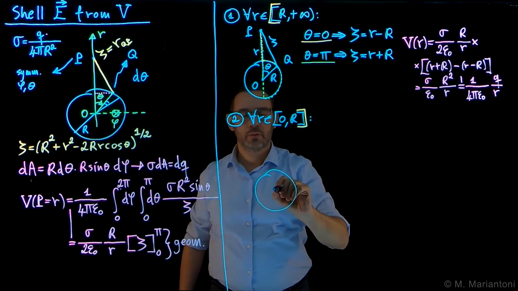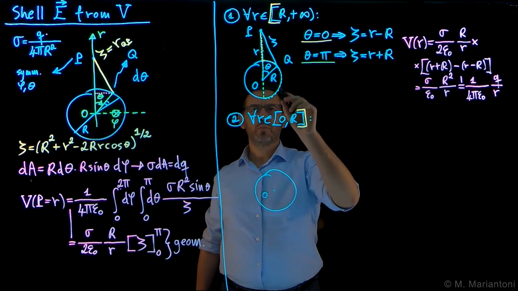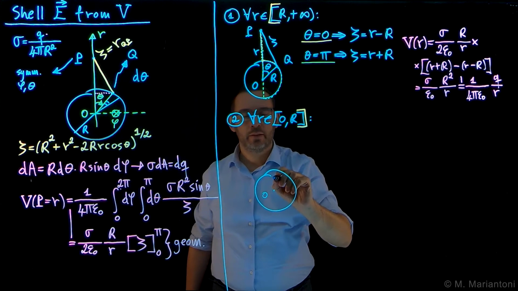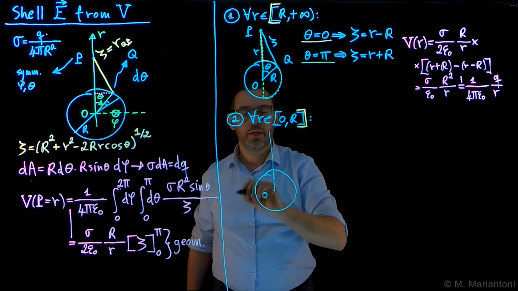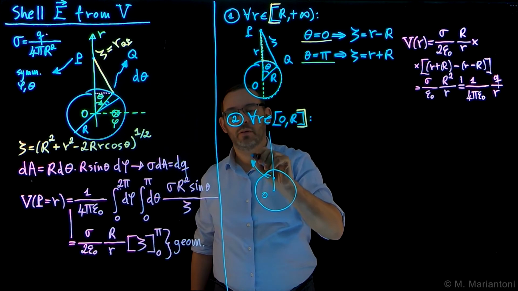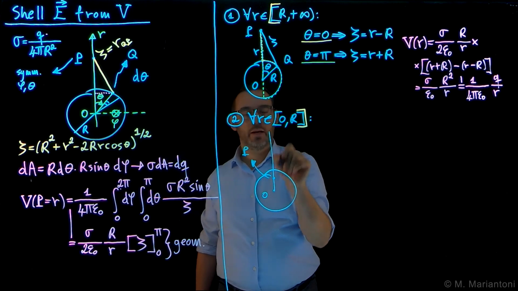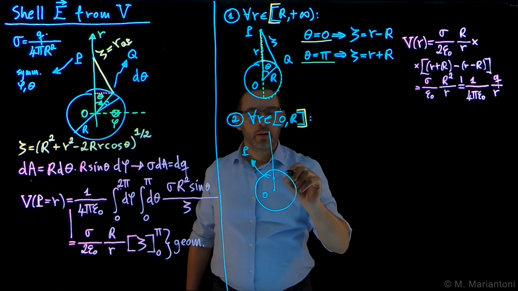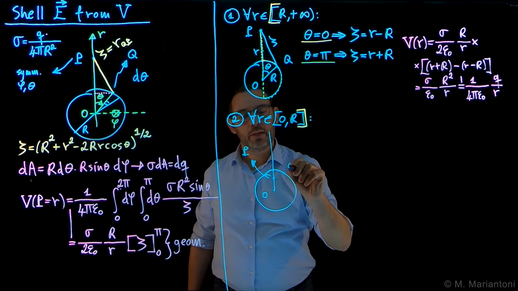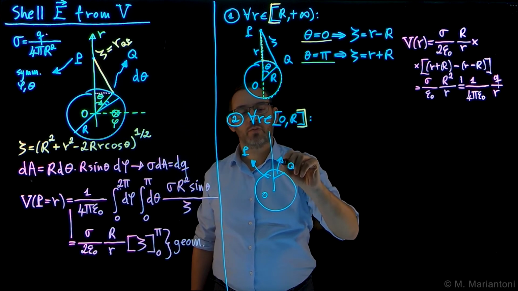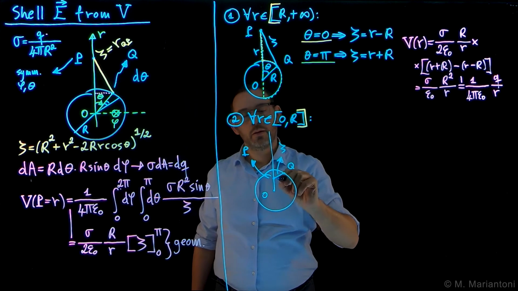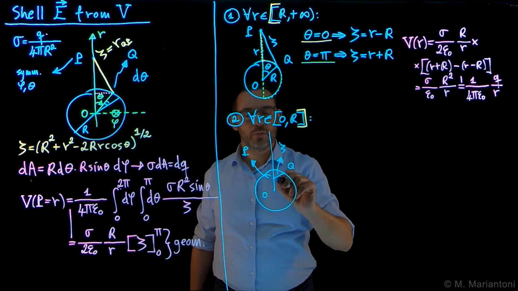This is our shell, centered in O. This time, however, we want capital P to be inside, on this axis. So we want it to be, let's say, here. This is our point capital P within the shell itself. If this one is our point capital Q, this quantity is our quantity Z. The radius, of course, is always capital R.